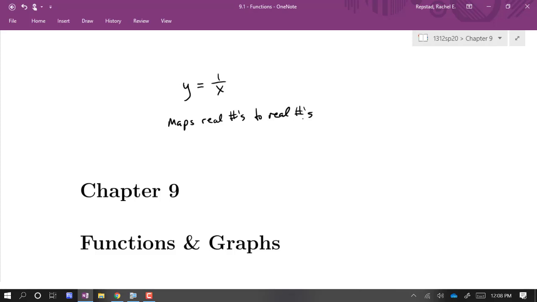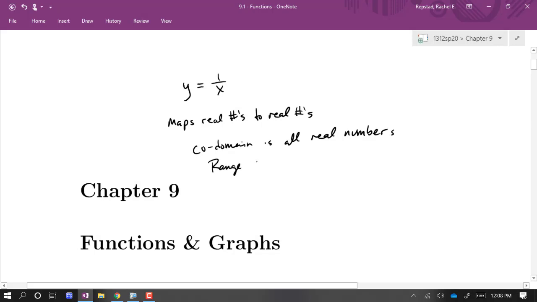But the range is not all real numbers. Every output will be a real number, but not every real number can actually be achieved, can actually be spit out by this function. So the codomain is all real numbers. But when I think about what values could actually be hit by this function, what values could be spit out, I can get every real number except 0. So the range is all real numbers except 0.